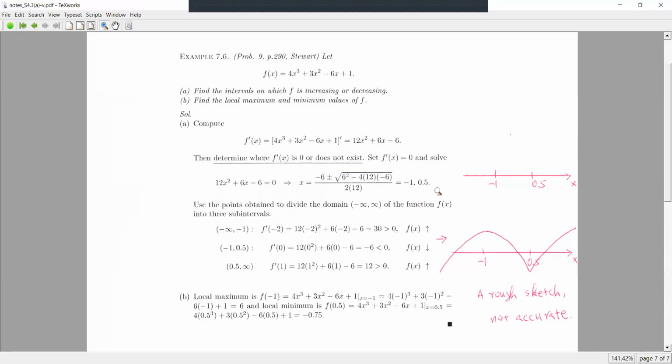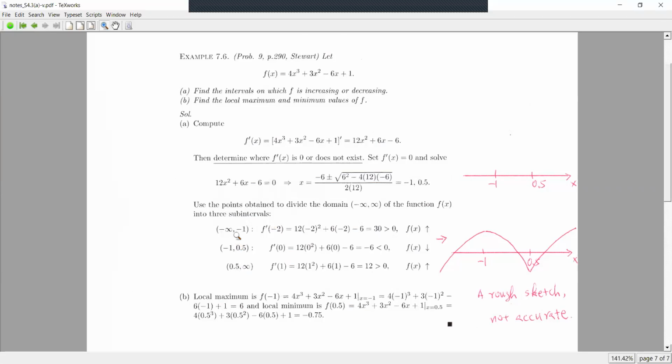Now I use these 2 points to cut the domain of this function into intervals. The domain of this function is the whole real line, from negative infinity to positive infinity. Now 2 points cut it, and I get 3 intervals. Okay, now let's determine the sign of the derivative on each interval.